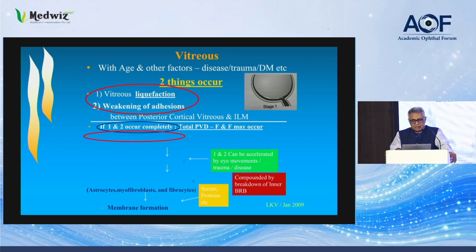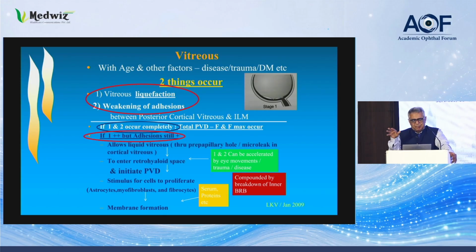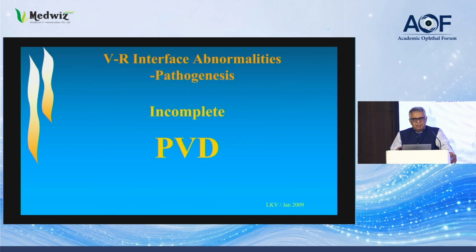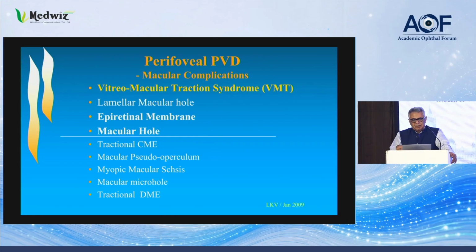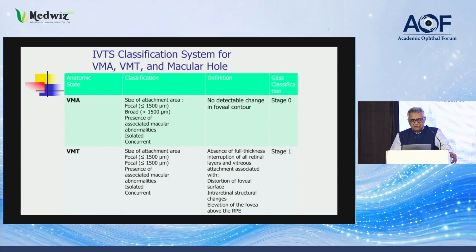However, if vitreous gets liquefied but adhesions are still present, this may allow liquid vitreous to seep behind, and this initiates the process of PVD. And this can get complicated, with cell proliferation and membrane formation and all. This is what is known as anomalous PVD or incomplete kind of PVD, and this is responsible for a whole lot of conditions which I'm going to discuss.